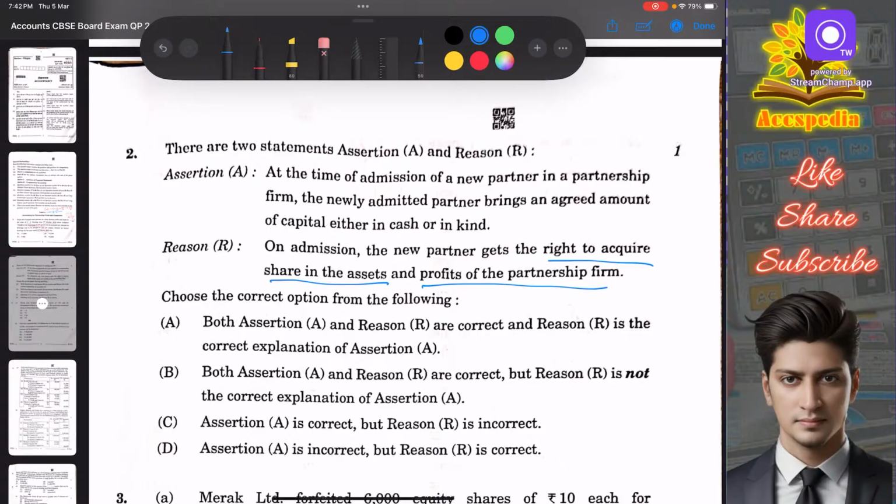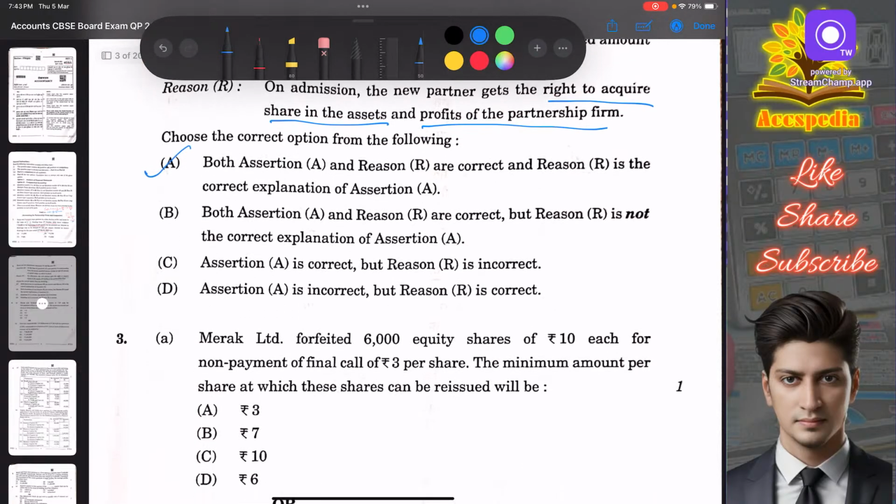So the reason why he has to bring capital is that since some share of profit is given to him, and he also has the claim on the assets, so he has to bring capital for that. So which is a correct explanation too. So both A and R are true, and R is the correct explanation.